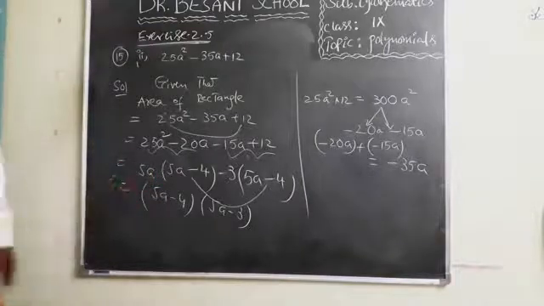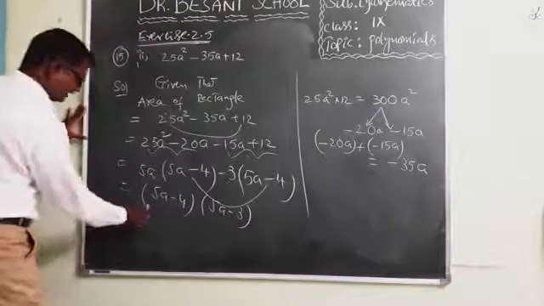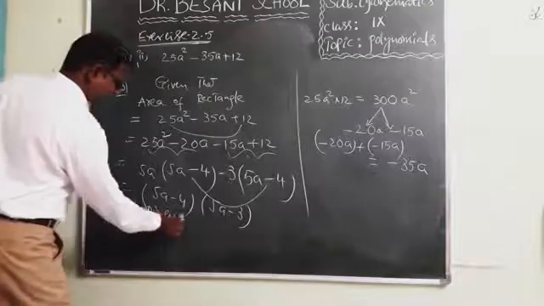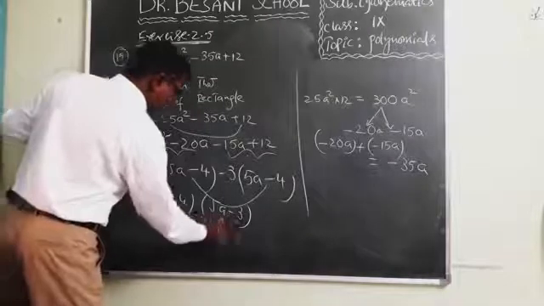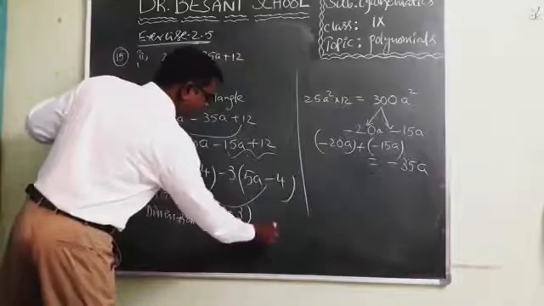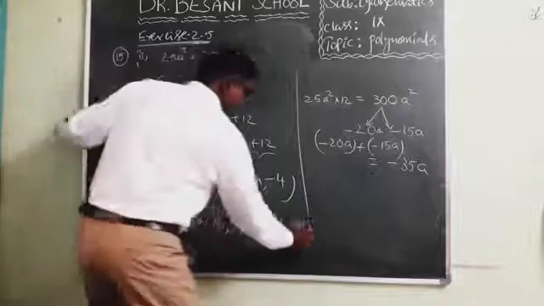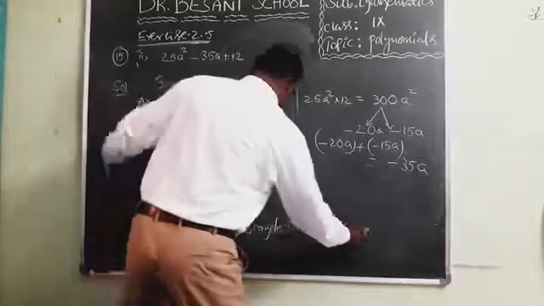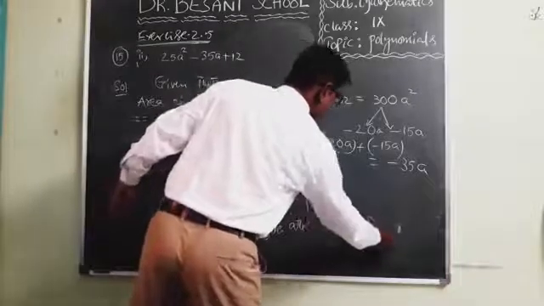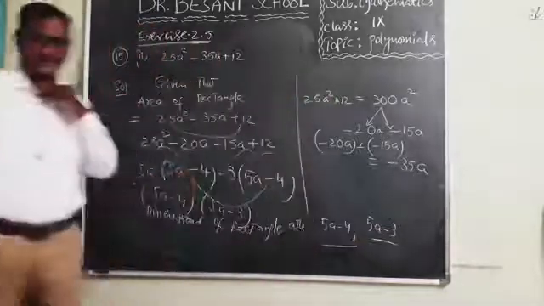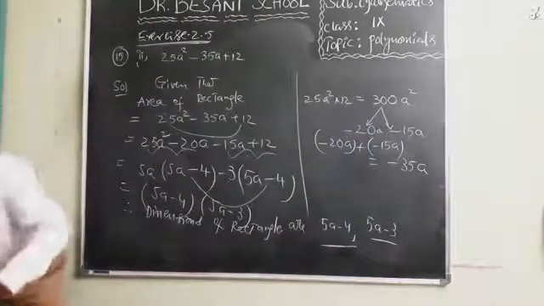So these are the dimensions of the rectangle. Therefore we write the conclusion: dimensions of the rectangle are 5a minus 4 and 5a minus 3. One is length and the other is breadth. They are the dimensions of a rectangle.